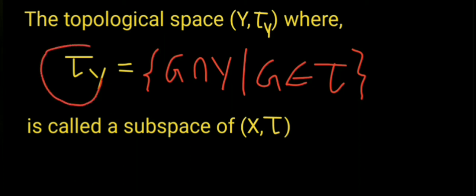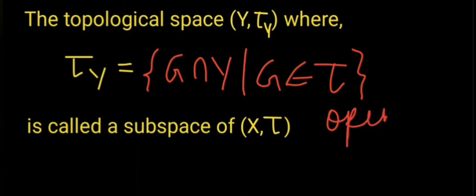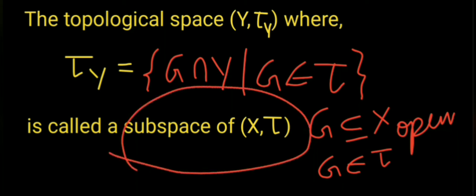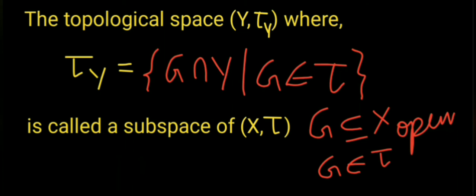Here tau Y, which is a simple topology on the set Y, is G intersection Y, where G belongs to tau. That means G is your open set. Open set means G is a subset of X as well as G belongs to tau. This means that G is your open set, and we are taking the intersection of this G with the set Y, and this is the subspace of the topological space (X, tau).